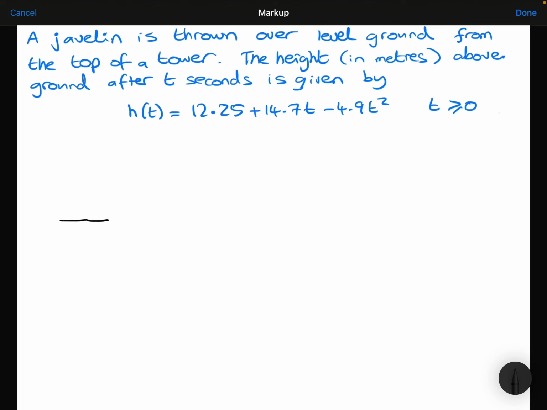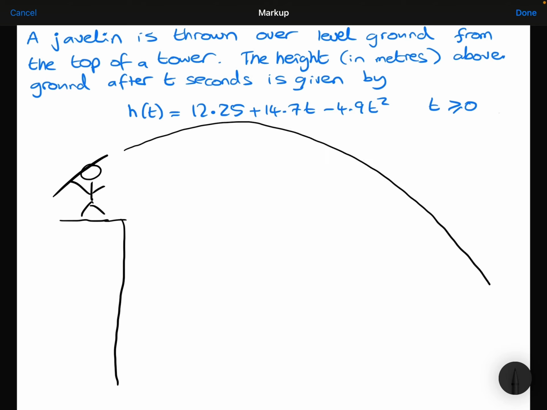So let me just draw what's happening here. You can picture the parabola, you can picture the quadratic. Here's the tower, here's my athlete throwing a javelin, and the javelin is going to travel like this, in the shape of a parabola.